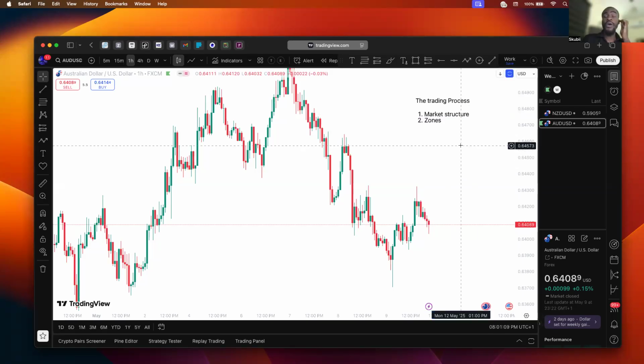Zones. Now we call these zones or areas. I prefer to call them areas of interest or points of interest. But you can still call them zones. That's like the general term for it. Now, what do these things do for us? They more or less show us levels where we can enter our trades. Why? Because there'll be a higher probability of price actually reacting at those levels. Why? Because orders will be stacked there.